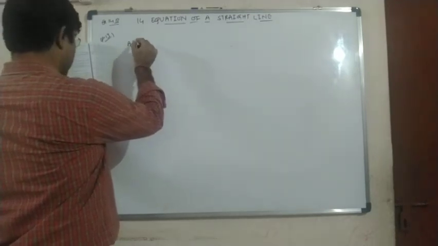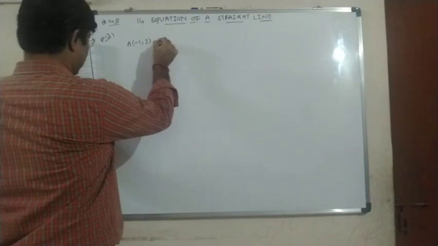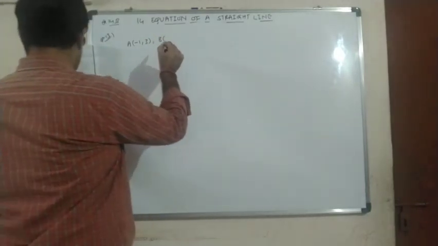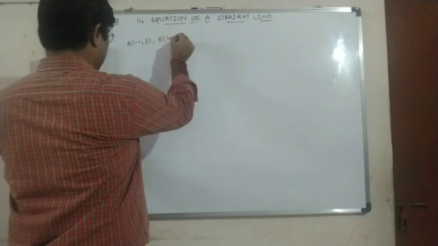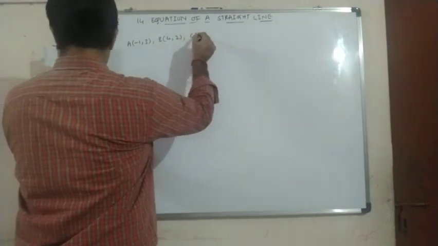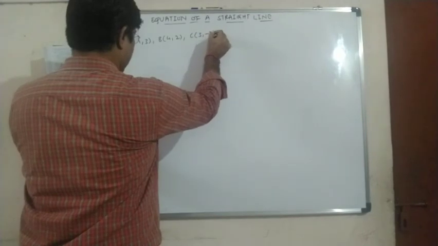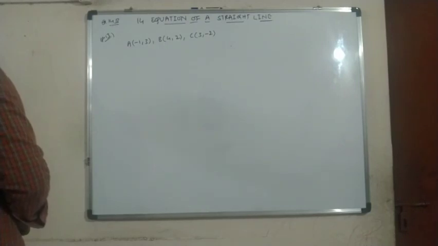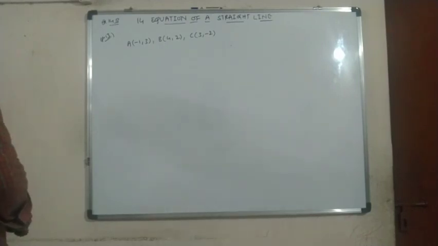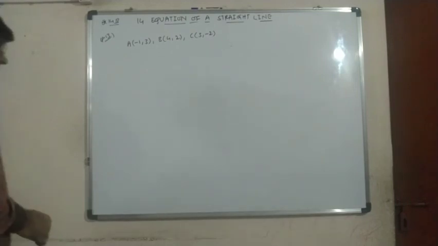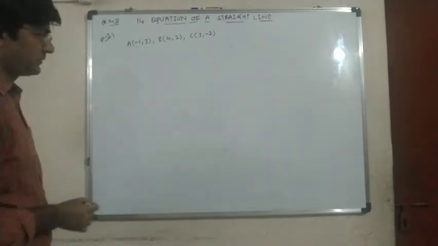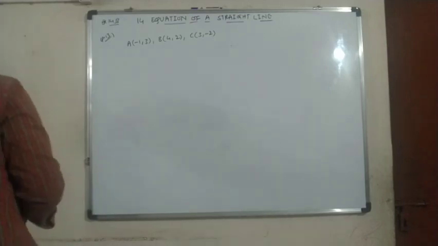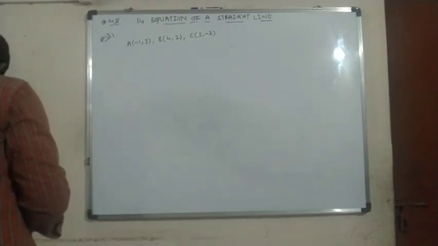Coordinates of triangle ABC are given. Minus 1 comma 3 are the coordinates of A. B has coordinates 4 comma 2 and C has coordinates 3 comma minus 2. Okay, we have to find the coordinates of the centroid and the equation of a line passing through C and parallel to AC. Okay, so here two questions are there. Question number 1, we have to find the coordinates of the centroid. Yes or no?